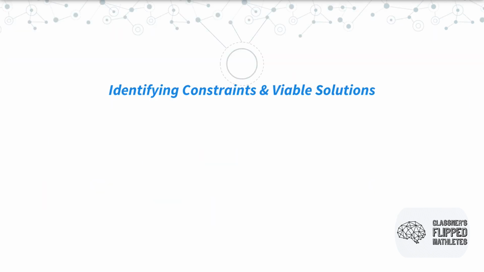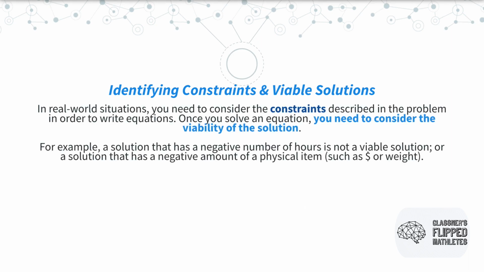So now that we're looking at real-world scenarios, we have to identify a new skill, which is identifying constraints and viable solutions. So in real-world scenarios, we need to understand constraints, where the equations seem to make sense, and then the viability of solutions tells us if those solutions make sense in the real world. Because remember, these equations, which are supposed to represent lines in a mathematical space, don't always equate to having meaningful value in the real world.